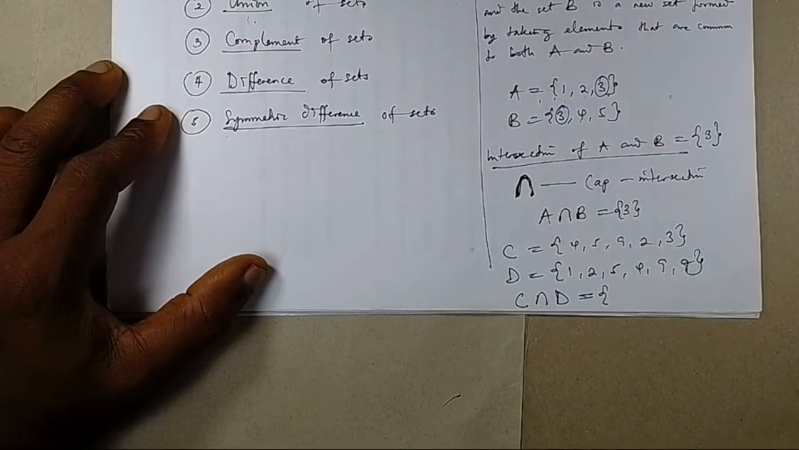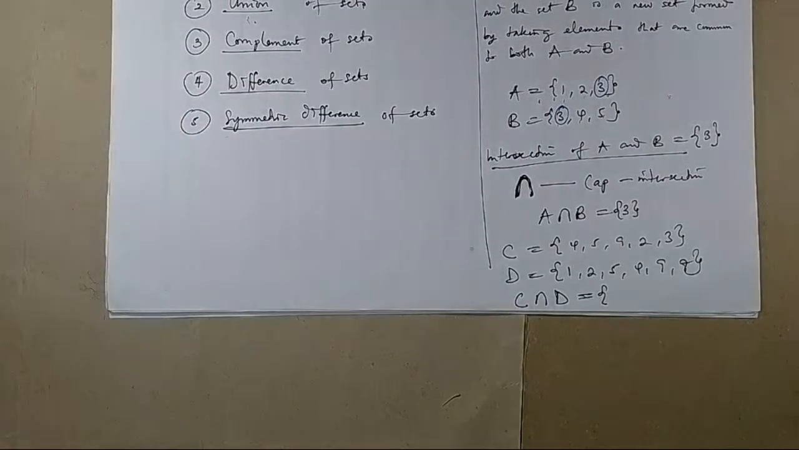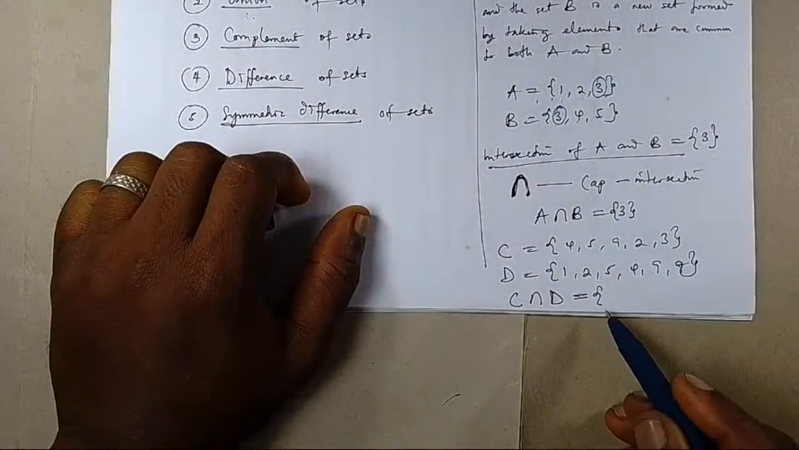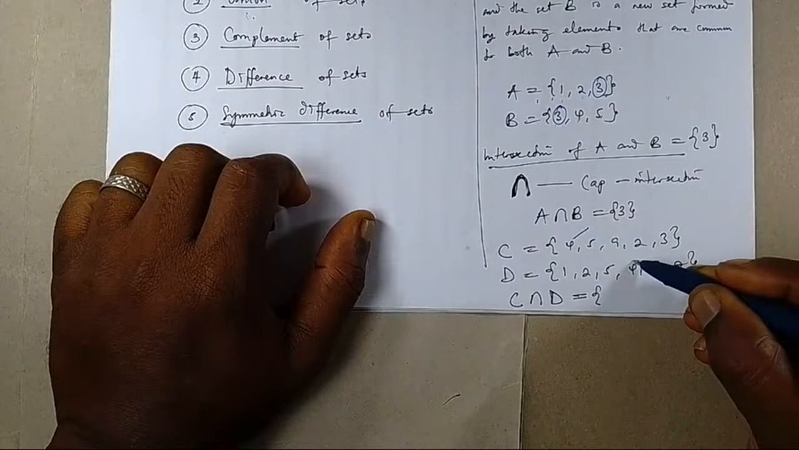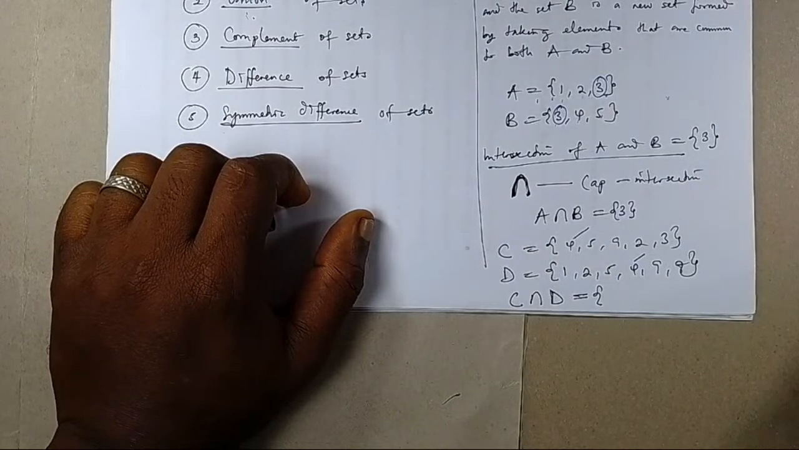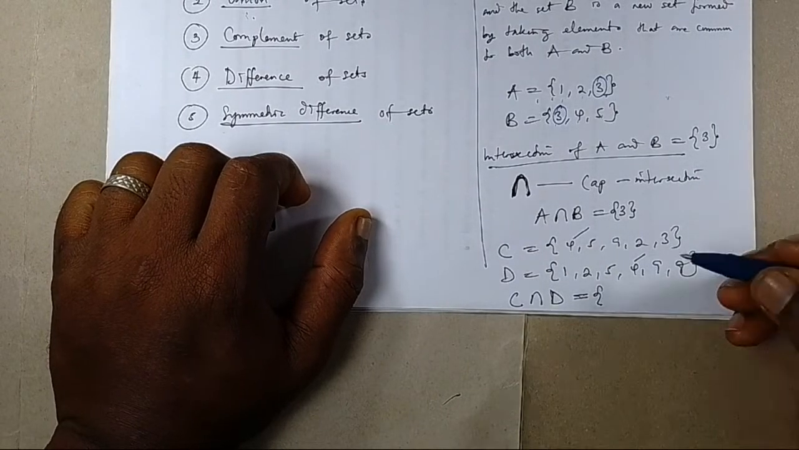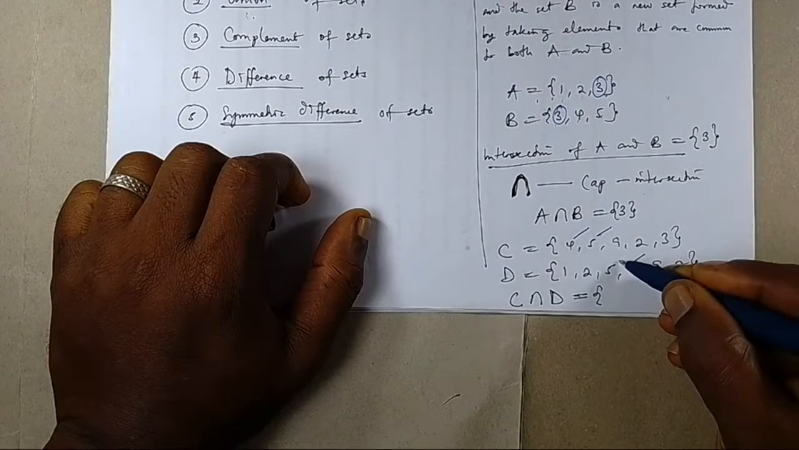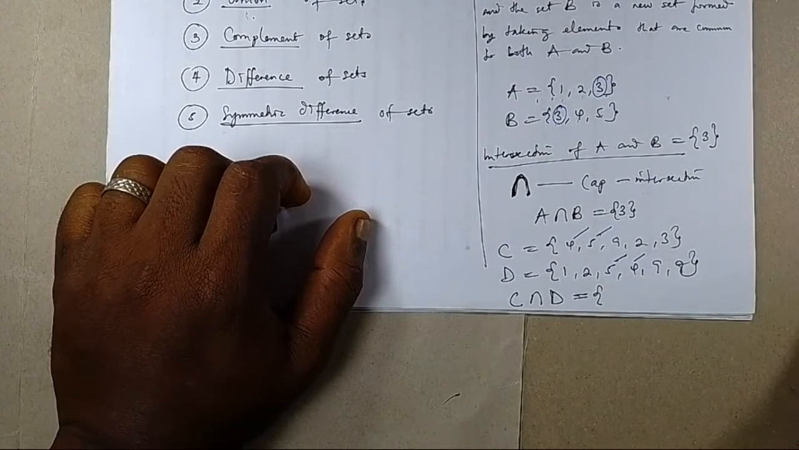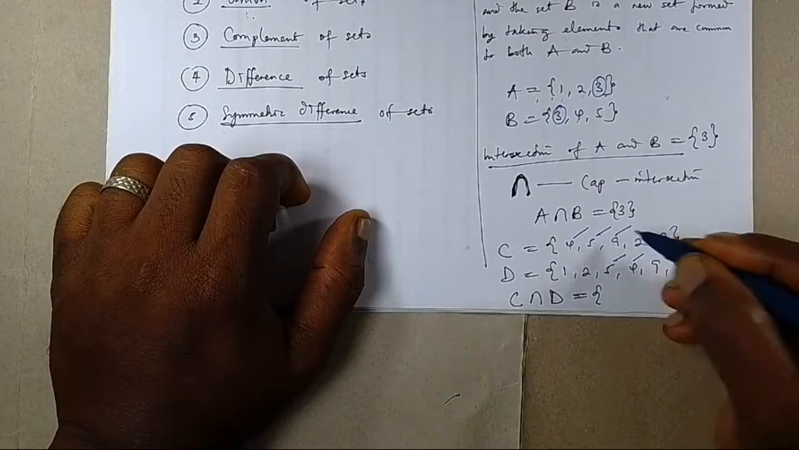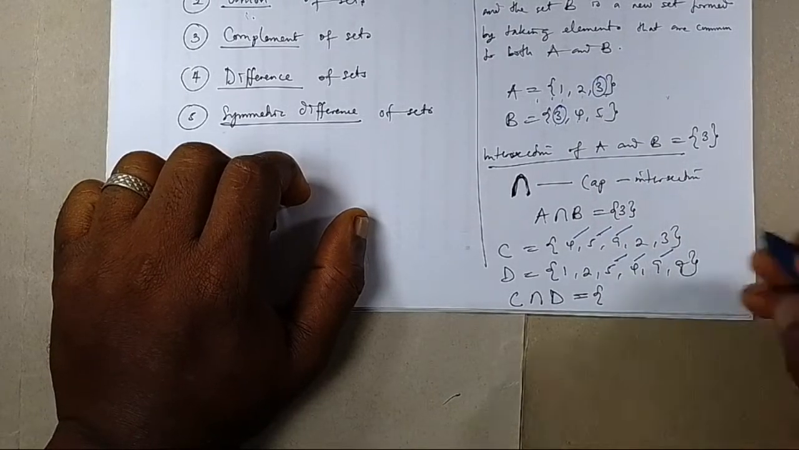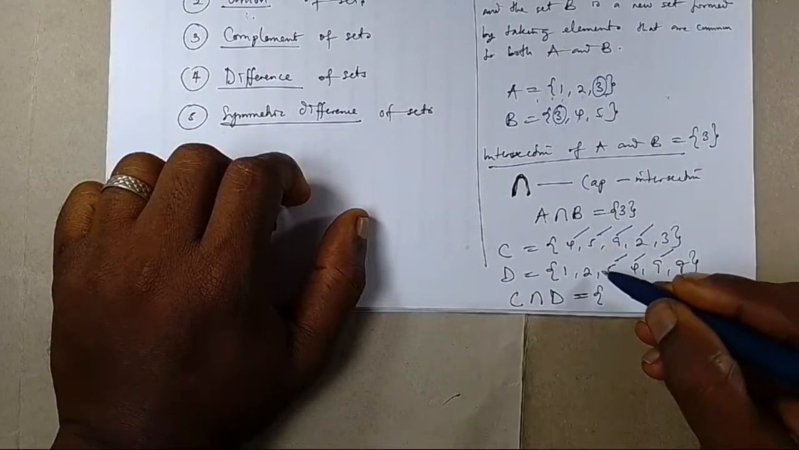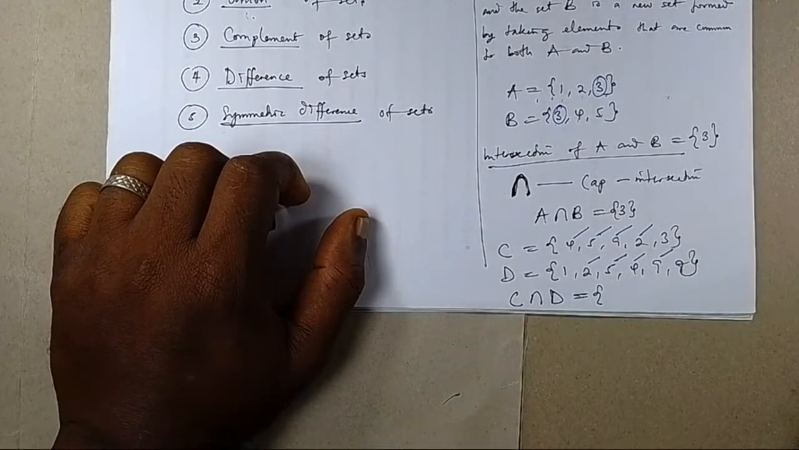Now, what are the elements? What elements can you find in C that you can find in D? Let's take them. There is 4 in C and there is 4 in D. Okay, so 4 is common to both sets. There is 5 in C and there is 5 in D. So 5 is also common. There is 9 in C and there is 9 in D. So 9 is common. There is 2 in C and there is 2 in D. So it is also common.